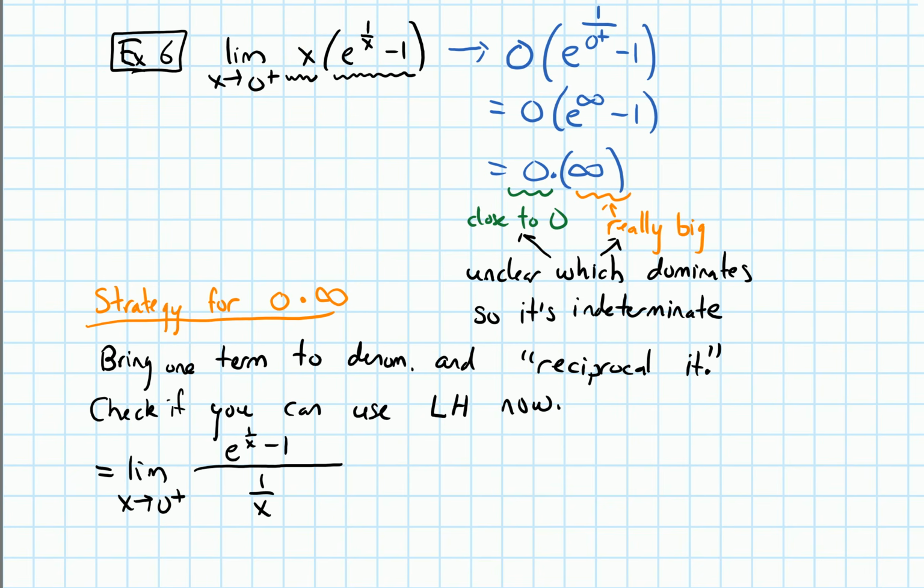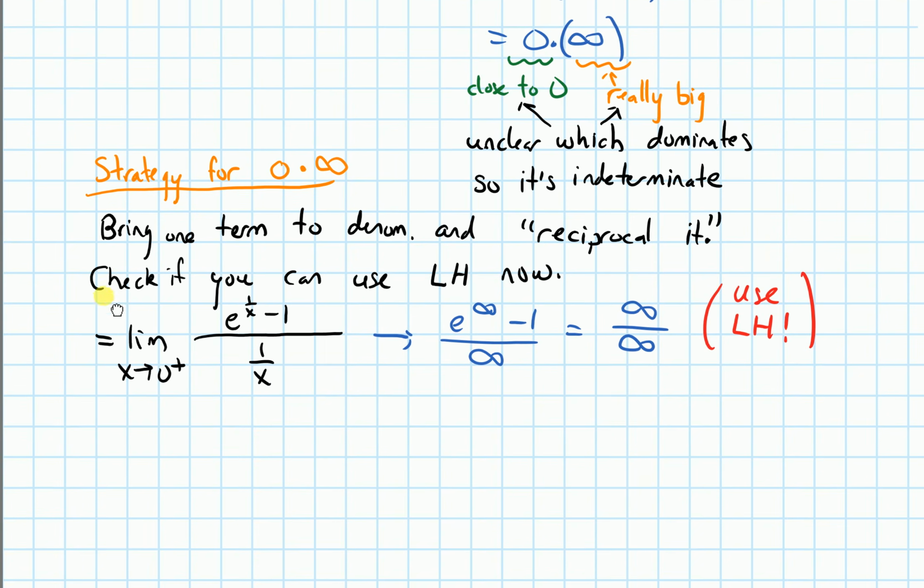All I've done is just rewrite this. Now let's try plugging in. When we do that, the numerator is going to be e to the infinity minus 1. The denominator is going to be 1 over 0 with a little plus sign, and that's infinity. So the top is infinity, and the bottom is infinity. This is a form I can now use L'Hopital's on. That's why we did the step where we brought one of these terms to the denominator and reciprocaled it. It turns my 0 times infinity into a fraction that I can use L'Hopital's on.